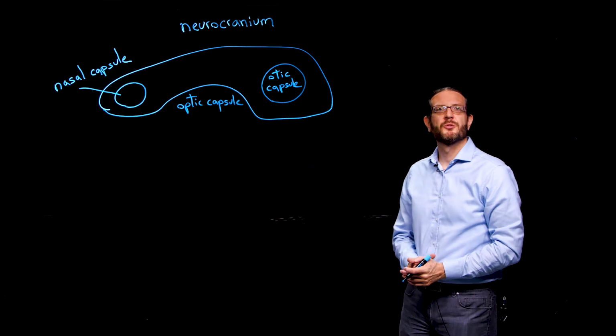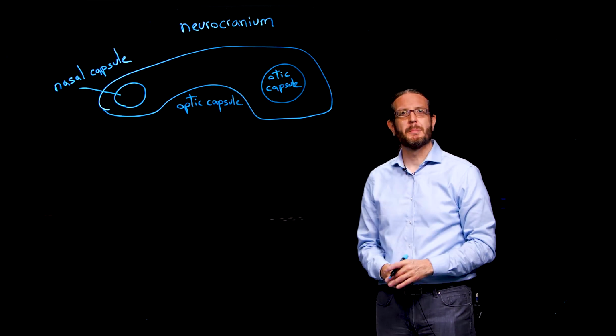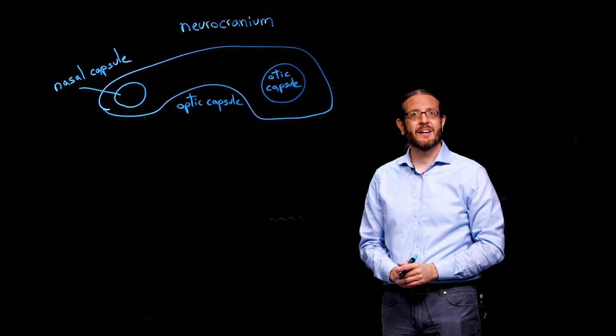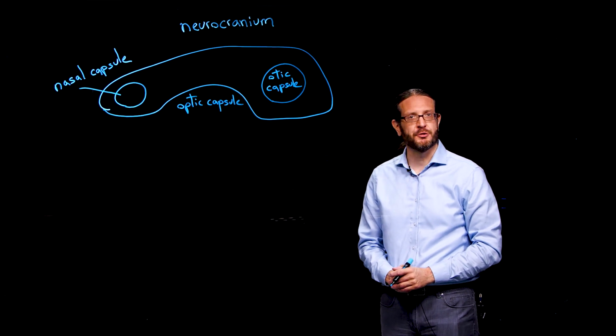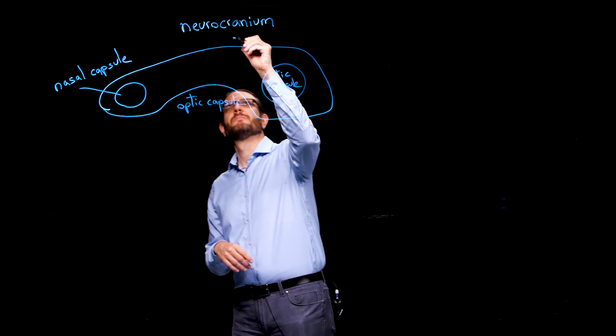The otic capsules also house the fish's otoliths, or ear stones, which you might have heard about because of their utility in determining the age of the fish. We'll come back to these organs in the lectures on sensory biology later on. So that's the neurocranium.